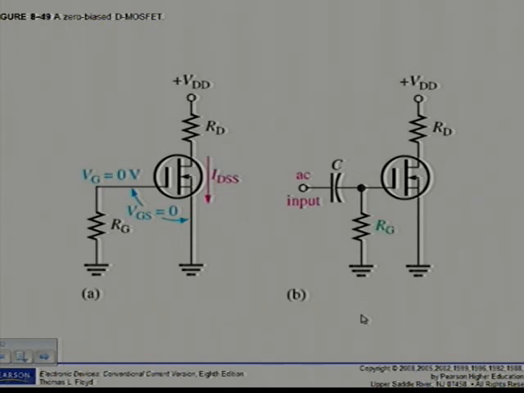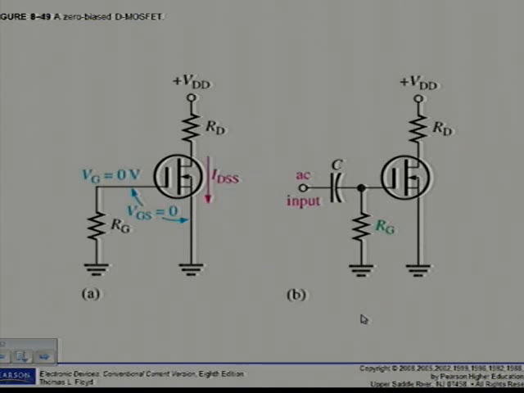A MOSFET with a zero bias is shown in figure 8.49a. Since VGS is equal to 0, ID is equal to IDSS as indicated. We can all see that in figure 8.49. The drain to source voltage then, of course, is expressed as follows using Kirchhoff's law again: VDS is equal to VDD minus IDSS times RD. Remember we've said that ID is equal to IDSS.